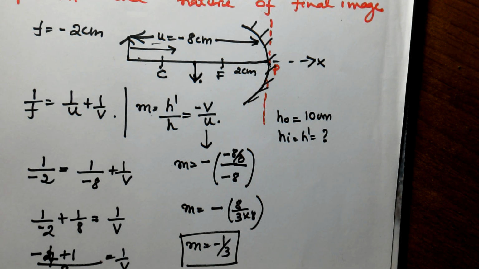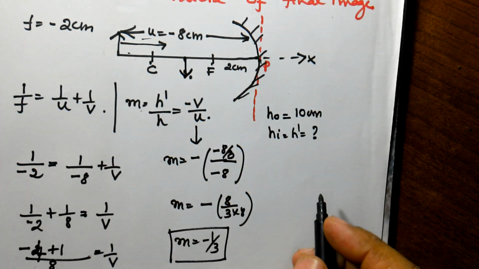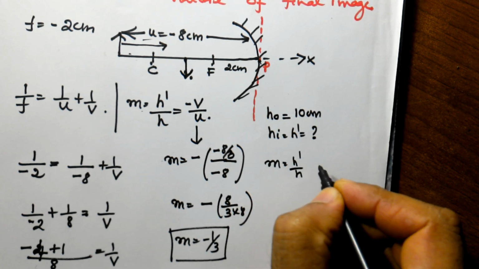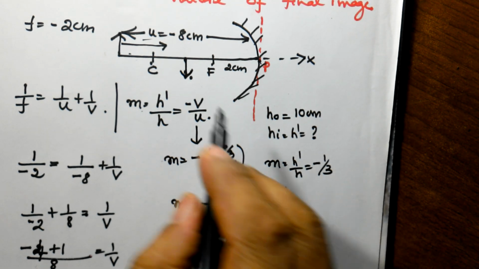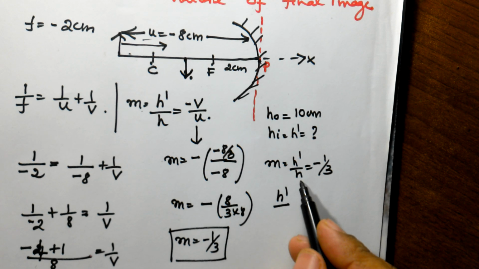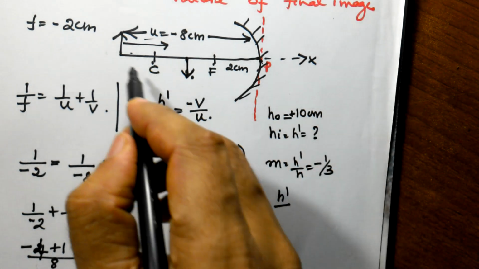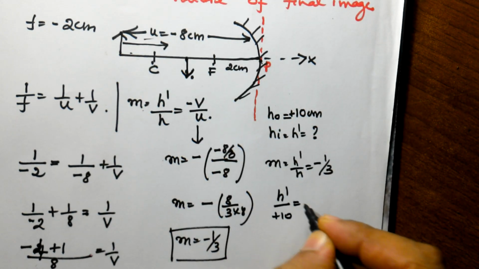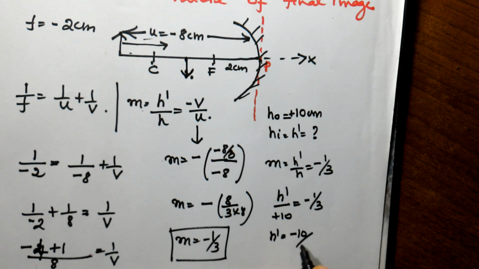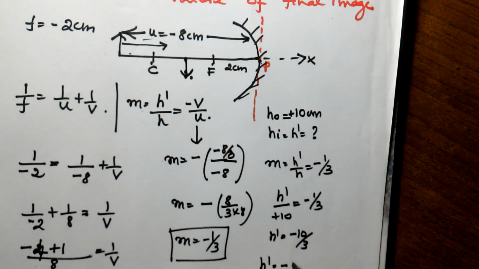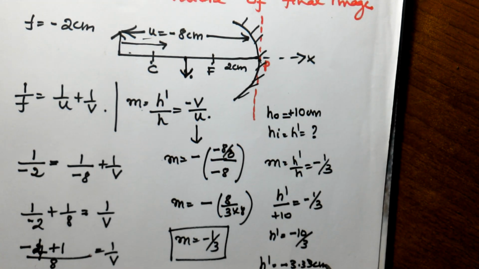How do you conclude it, sir? You take this case, that is H dash by H. So magnification is H dash by H, and the answer we got is minus 1 by 3. H dash we have to find out. Of course, you should get it as negative. Height of the object, H, is taken as 10, that is plus 10. Can you tell me why it is plus 10? It is above the principal axis. So H dash by plus 10 is equal to minus 1 by 3. H dash is minus 10 by 3. Of course, H dash is equal to minus 3.333 centimeters if this is 10 centimeters. Okay, this is the height of the image, which is lesser than 10.